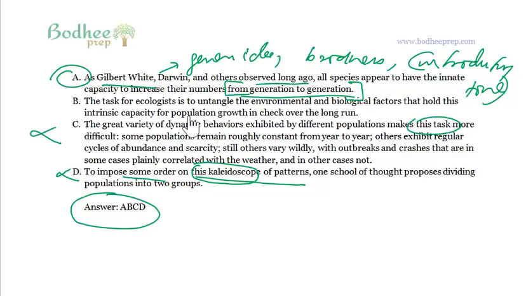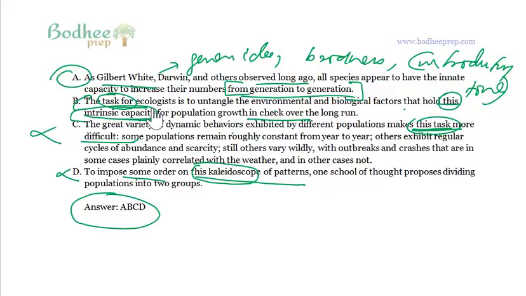And then it says, the task for ecologists is to untangle the environmental and biological factors that hold this intrinsic capacity. What is that capacity? This intrinsic capacity, and it is there in statement A. Innate capacity, intrinsic capacity. The task for ecologists is to untangle the environmental and biological factors that hold this intrinsic capacity in check. The great variety of dynamic behaviors exhibited by different populations makes this task more difficult. Which task? The task basically of the ecologist. This is how you must keep an eye on the details.